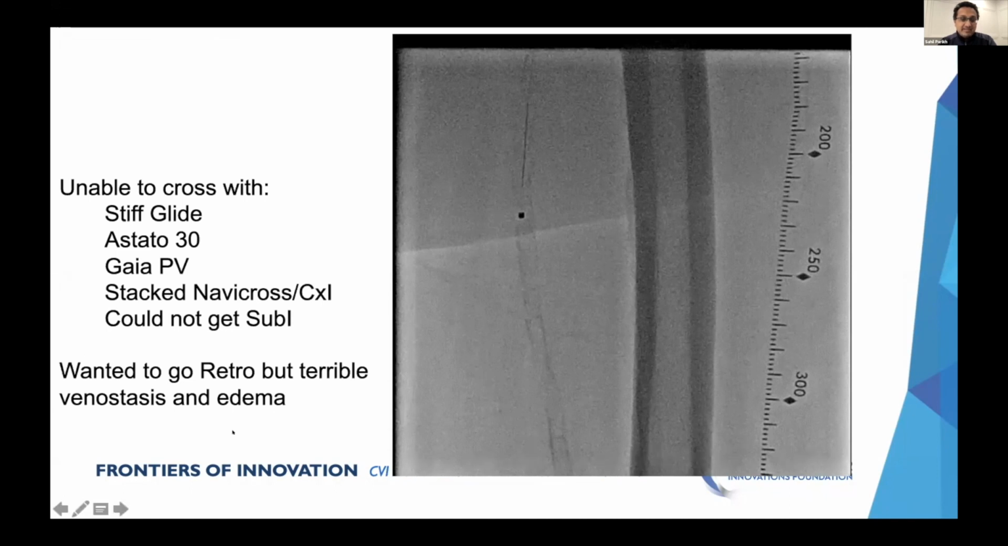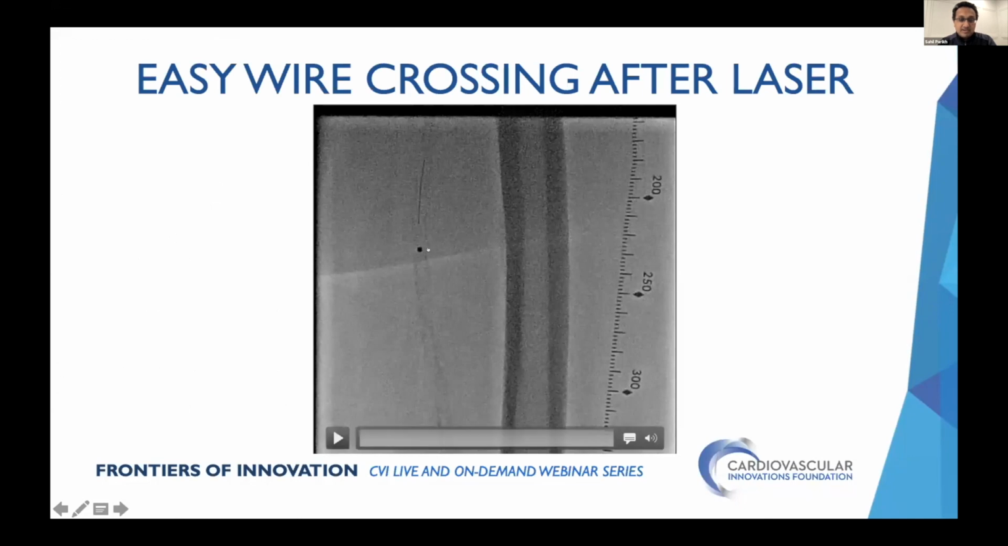The lady had a lot of venous insufficiency also, and a lot of venous stasis and edema. And I wasn't excited about going retro. So here I just parked a Turbo Elite laser on the cap, and at max fluence and rate, we were able to basically burn a hole through the cap, and we're able to cross with a relatively soft workhorse wire.